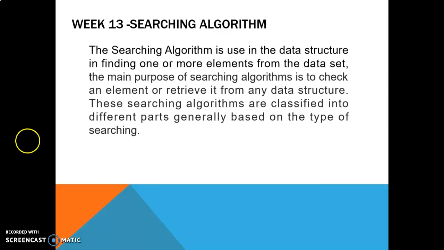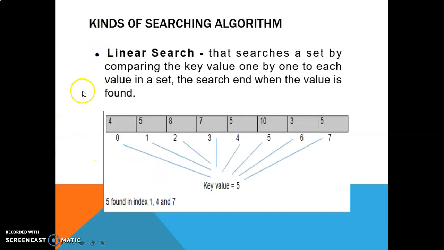Okay, so meron tayong iba't ibang klase ng searching algorithm. One of the examples is yung linear search o yung tinatawag nating sequential search. So the idea of the linear search, class, is it searches a set by comparing the key value one by one to each value in a set. The search ends when the value is found. Okay? So halimbawa dito class, sa ating PowerPoint, meron tayong given key to search which is equivalent to 5.